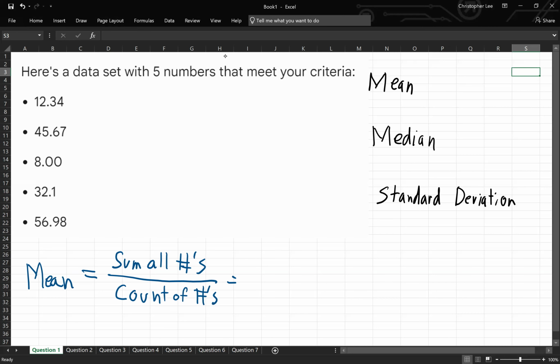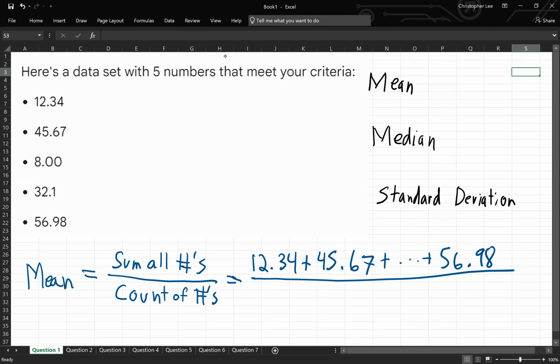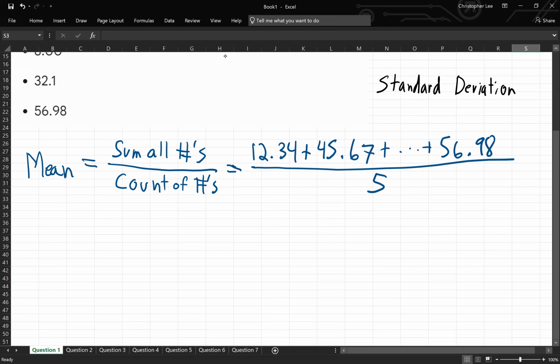So what that means is I want to do 12.34 plus 45.67 plus, I'm gonna skip a few, all the way down to the 56.98. You guys get the idea, right? And I'm gonna divide that by how many numbers? Exactly, 5. So what's the sum that you guys got?